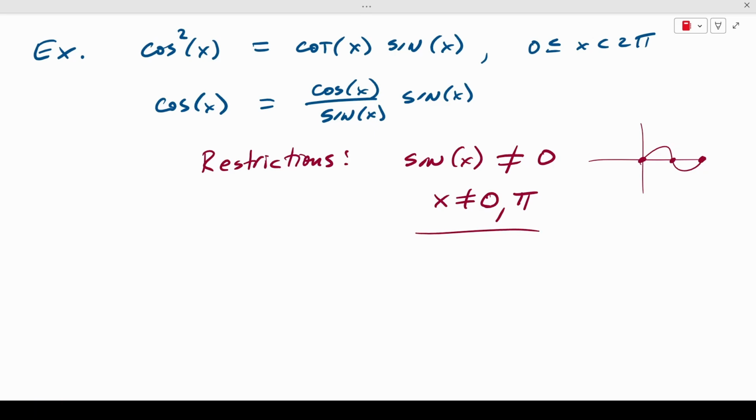All right, let's get back to the actual question here. I'm going to be able to so-called cancel out, right? Because this is cosine times sine over sine. Divide top and bottom by sine, we get cosine. So now we have cosine of x equals cosine of x. Oh, how interesting is that?